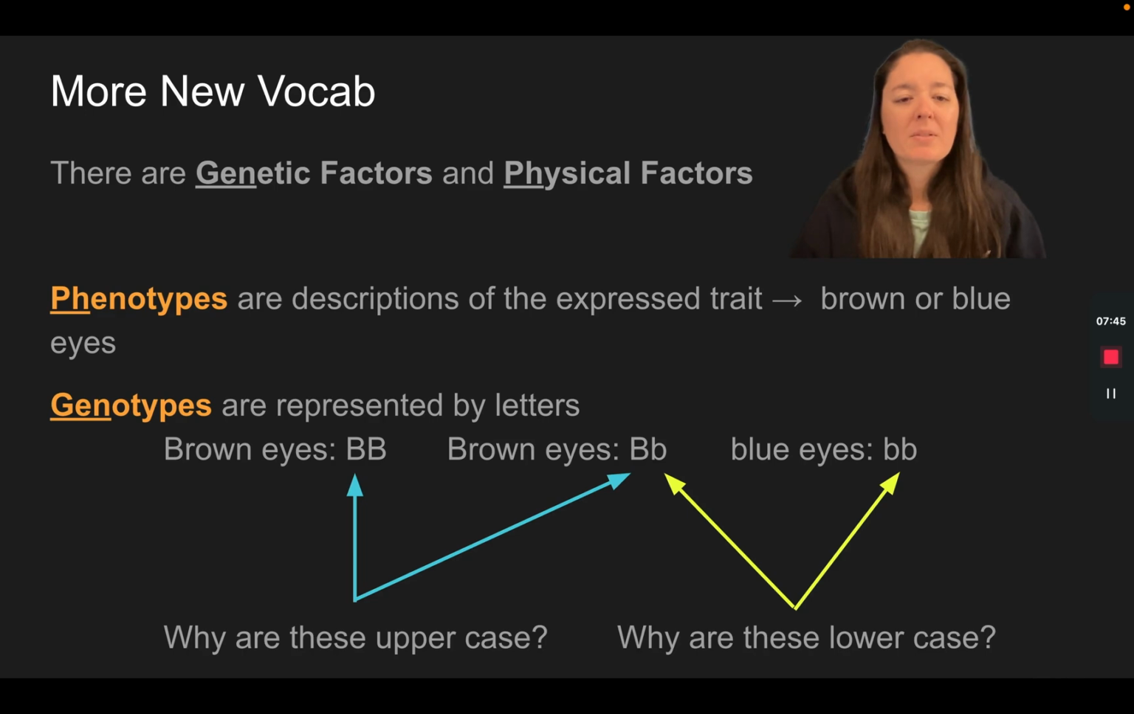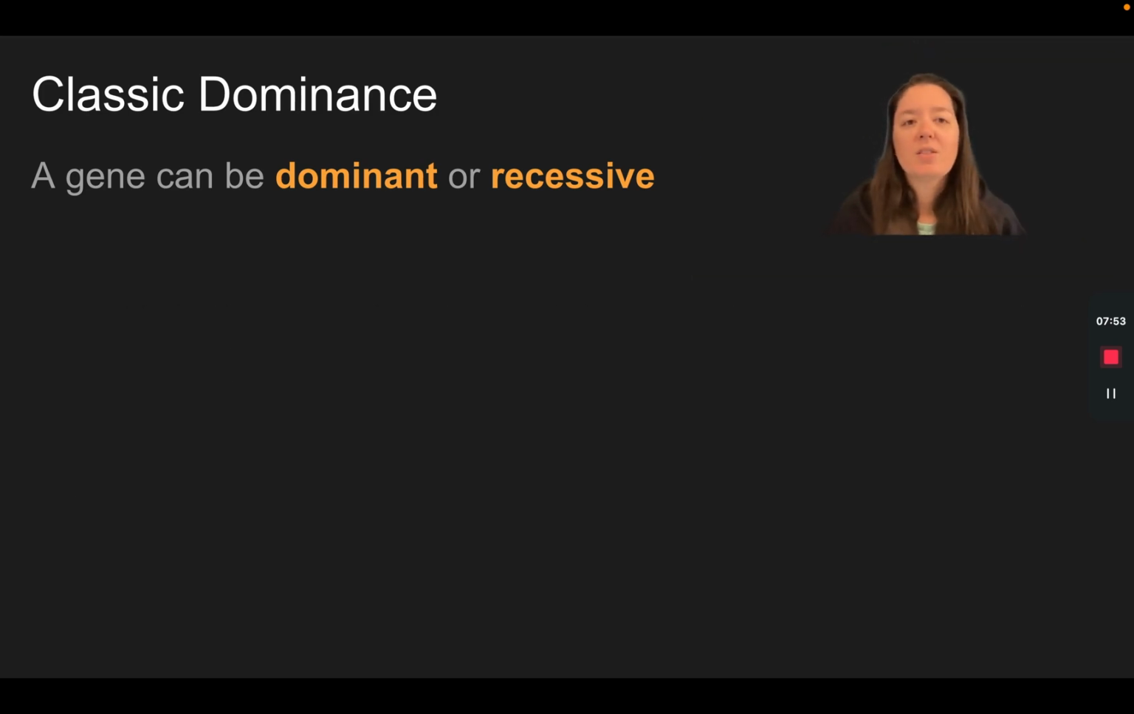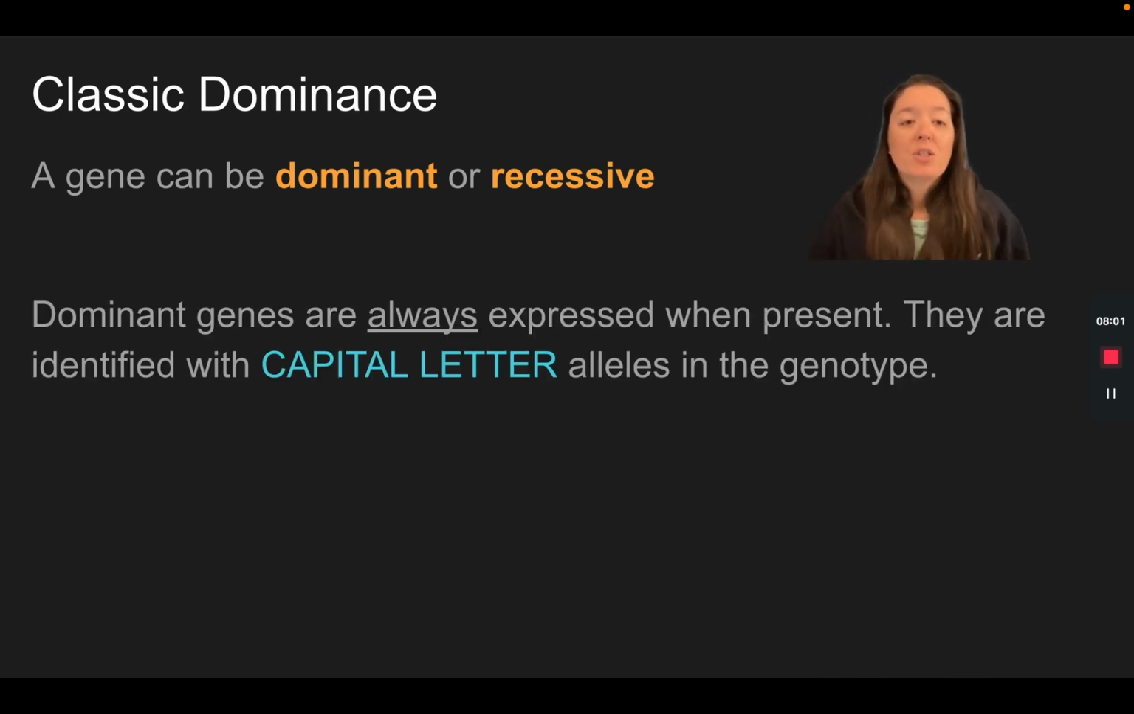But what's up with the capitalization? How come some are big and some are small? Why are some uppercase, some lowercase? Well, this has to do with dominance, more vocab. A gene can be dominant or recessive. Dominant genes are always expressed if they are present. We differentiate between dominant and recessive alleles based on the size of the letter.